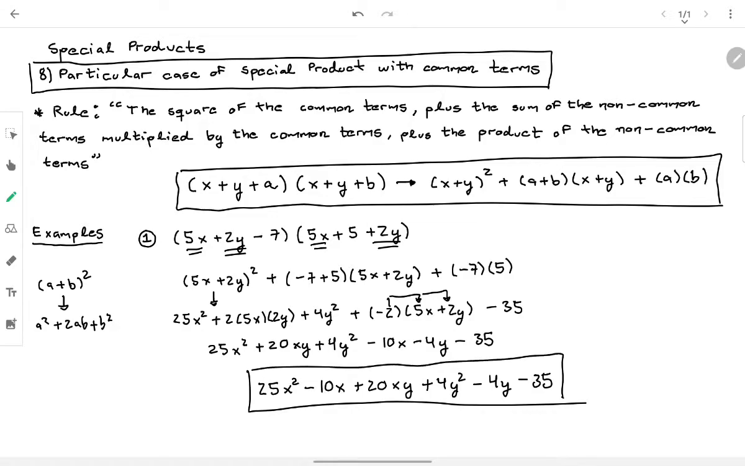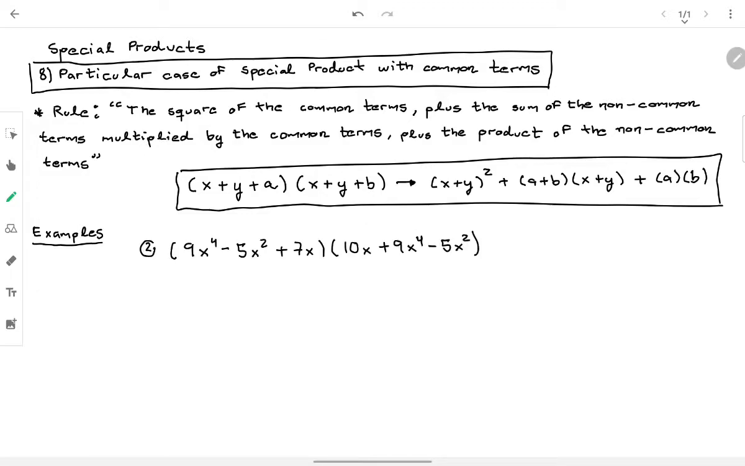So as we saw, it's only applying the rule. It's almost the same as binomials with common terms. So it's the common terms squared plus the sum of the non-common multiplied by the common plus the product of the non-common terms. So let's check another example. Let's check the next case. It's something similar, exercise 2.